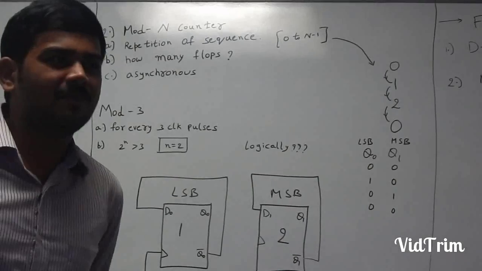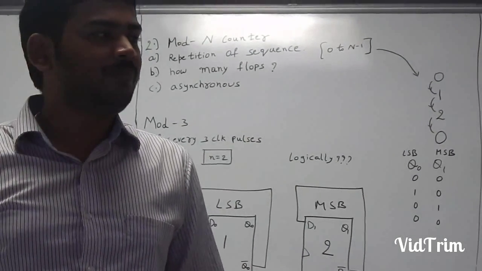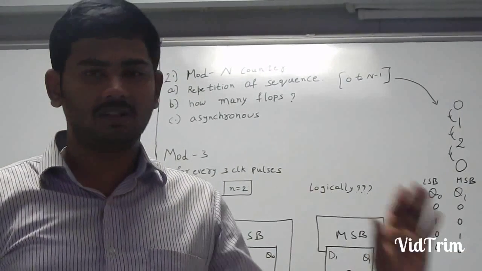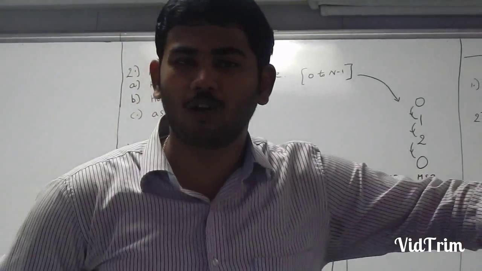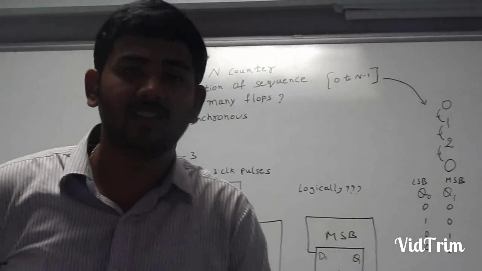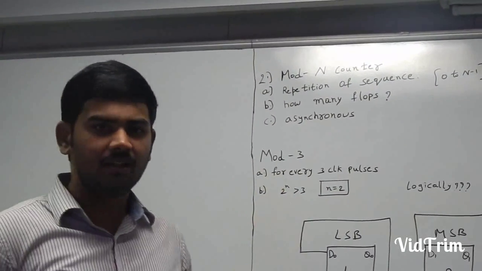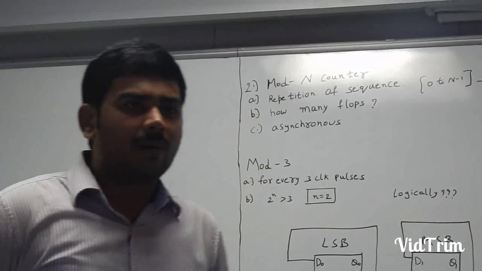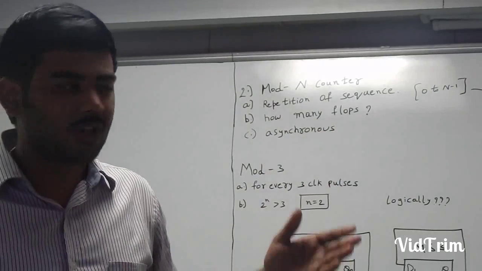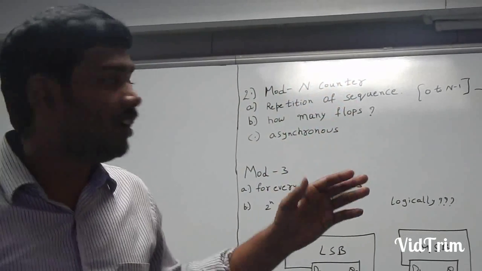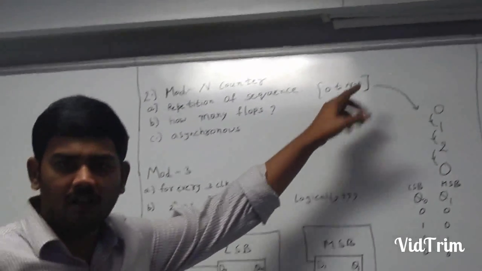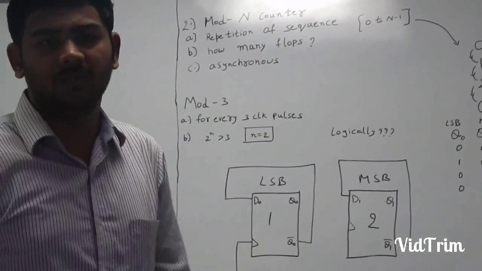Asynchronous means that if I consider a circuit, all the devices in the circuit are not given the same clock. Only the first device is given the clock and the remaining devices get the clock from the first output or somehow, but all the devices are not given the same clock. So it's an asynchronous counter, and a mod n counter counts in sequence. Starting from 0, it counts till n minus 1, and after n minus 1 the same sequence repeats.